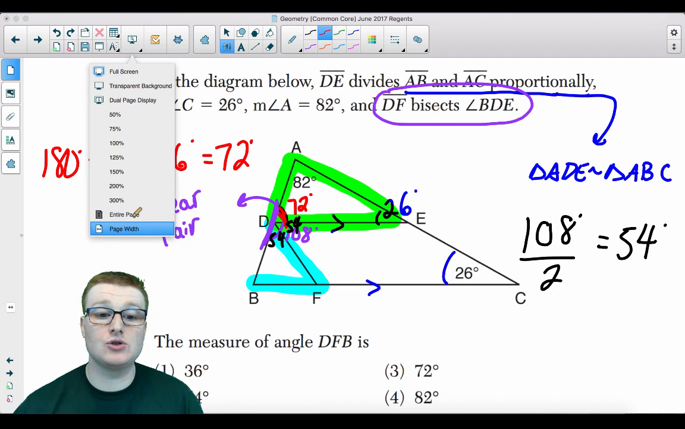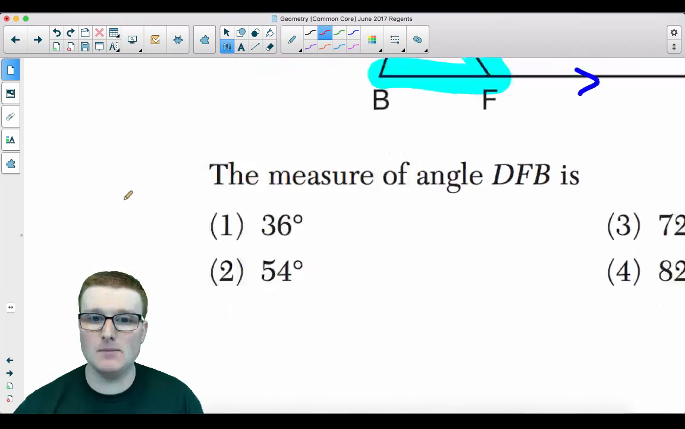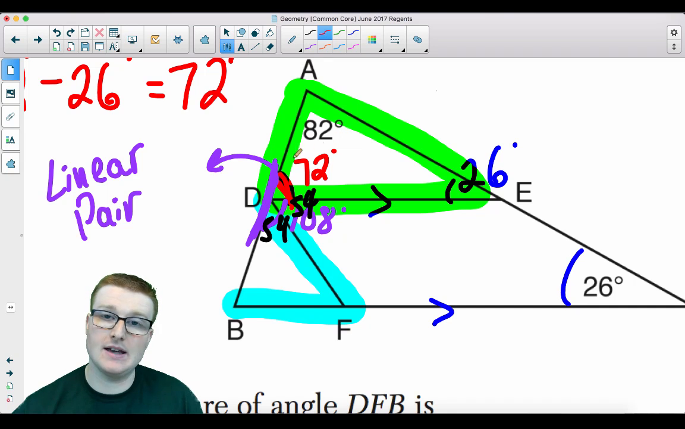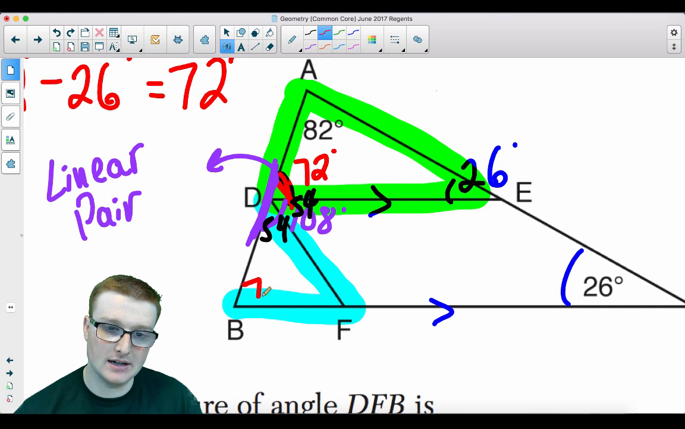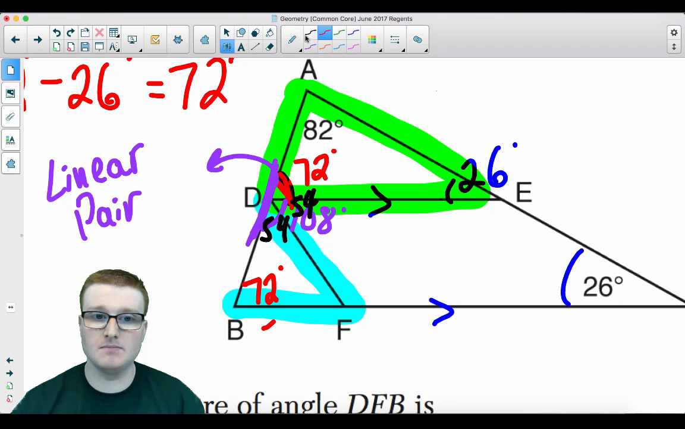Well, again, these two triangles are similar, and they have the same angle measures. Not necessarily congruent, but they have the same angle measures. Take a look here. If this is 72, this angle down here is 72 degrees. Now that we've solved all this information, let's go ahead and find our angle.